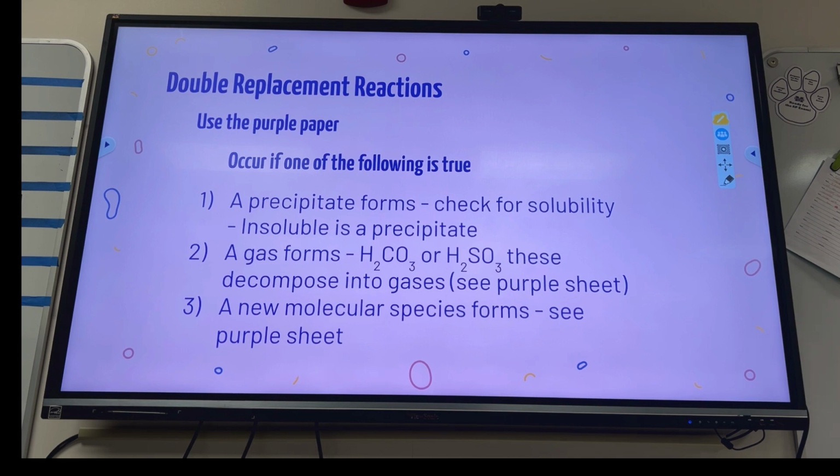The second little box on here is a gas is formed. We're going to kind of see how this works here in a few moments. And then lastly is a new molecular species forms, something like water or an acid or a base.